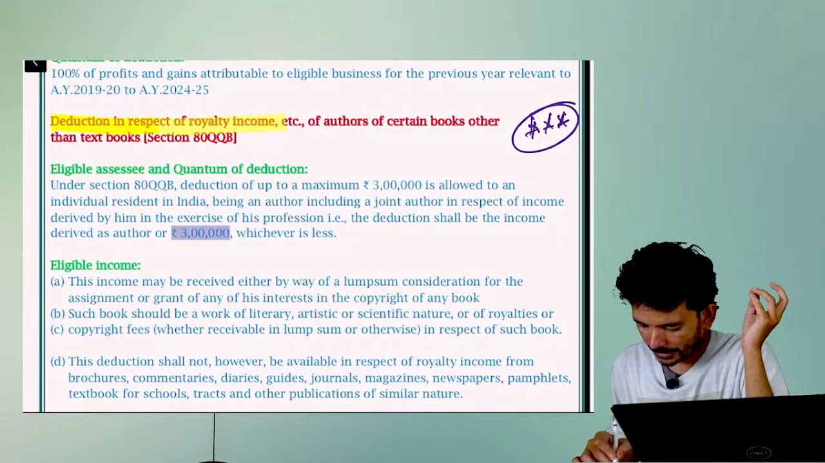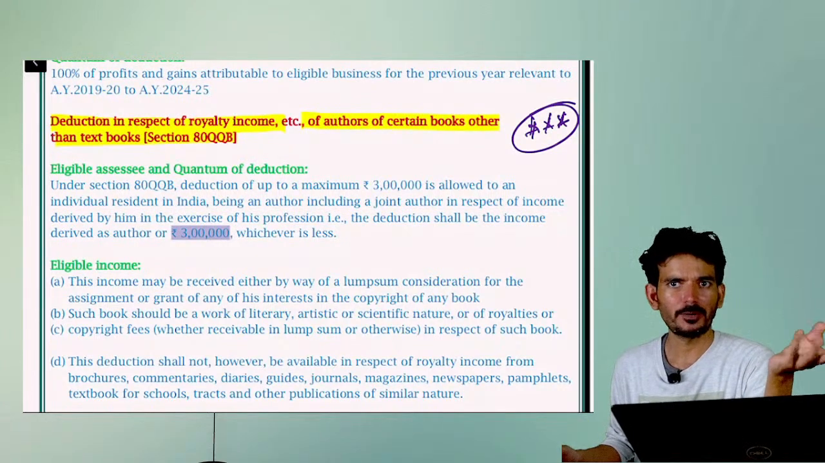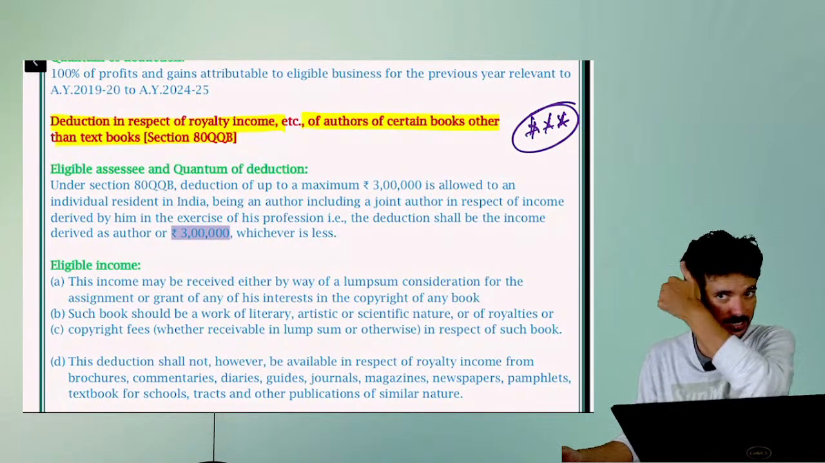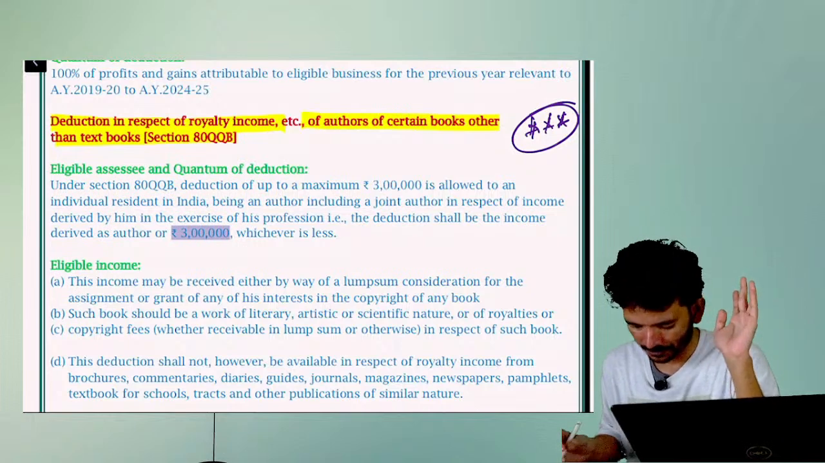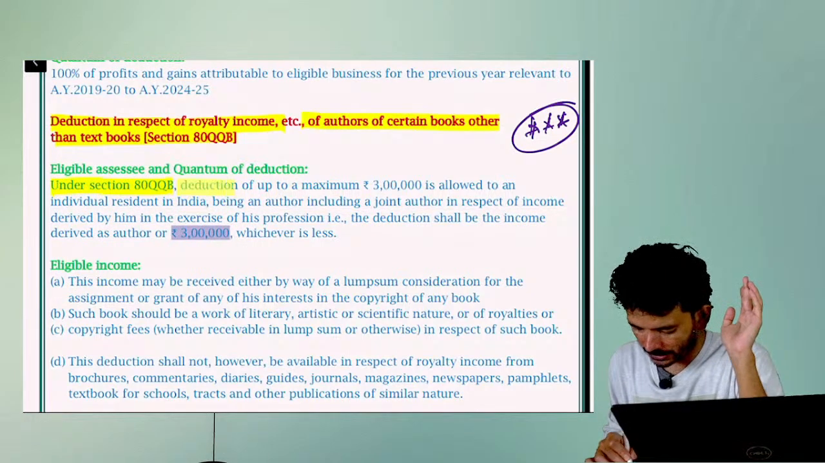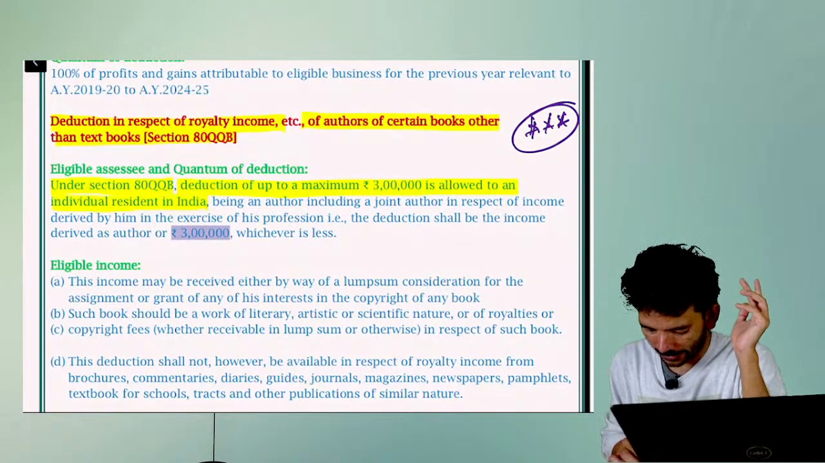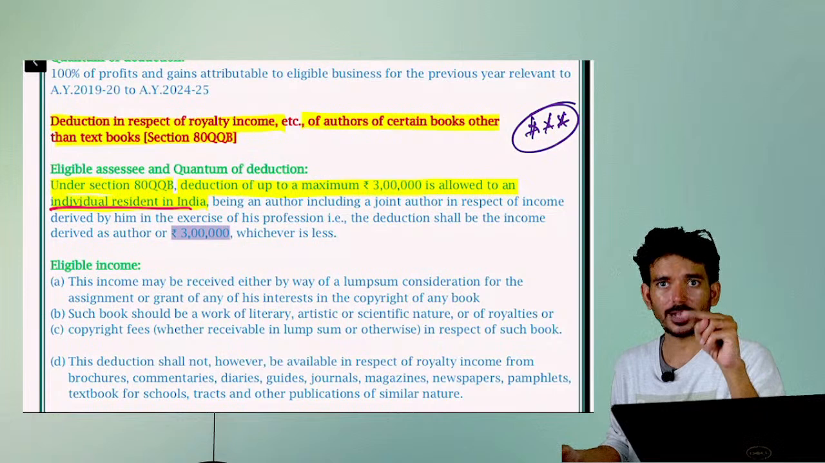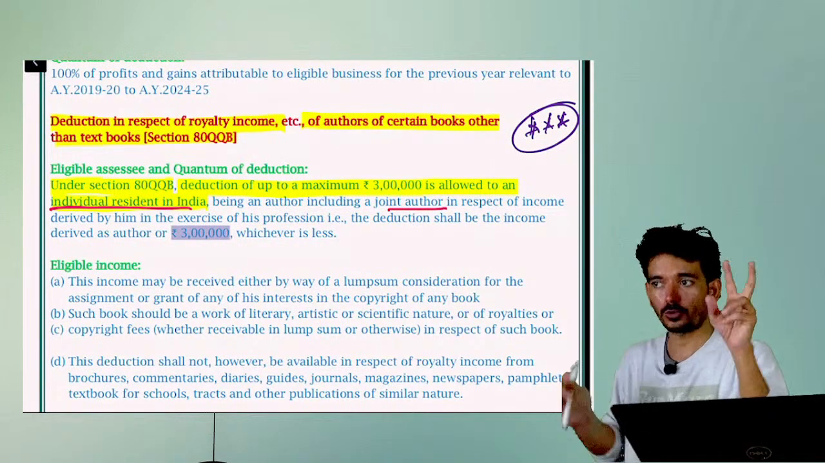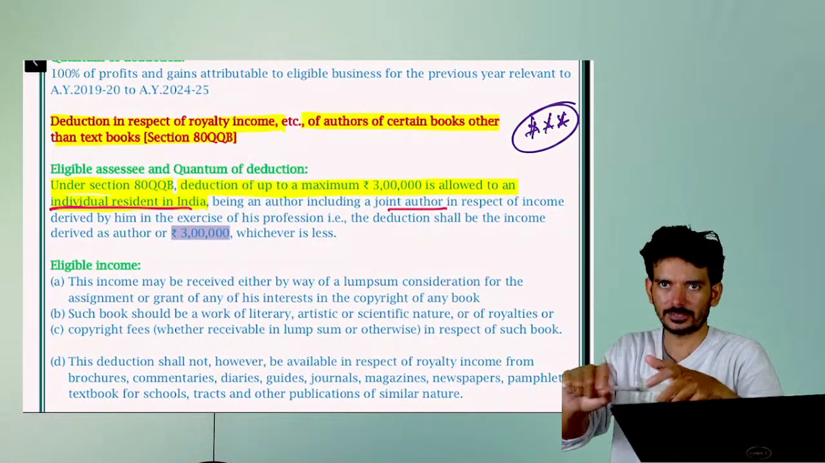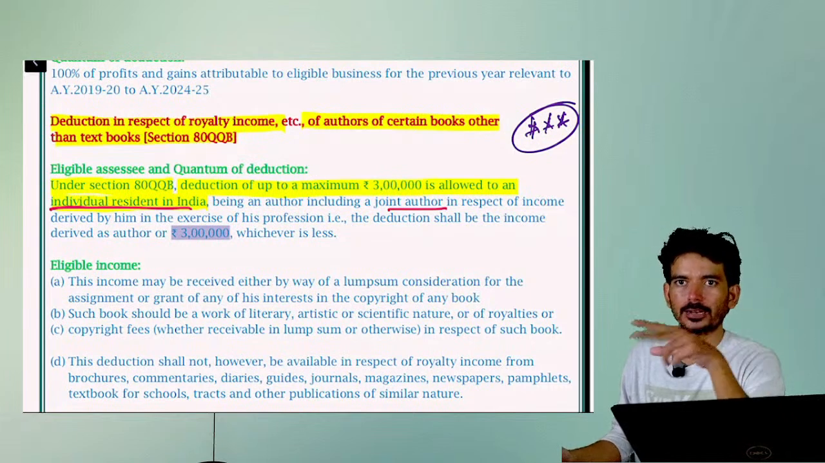Deductions in respect of royalty income of authors of certain books other than textbooks. Now in 10th class or intermediate, we buy textbooks, right? So for those textbooks, for authors it is not applicable. It's for something other than that. Under section 80QQB, a deduction up to 3 lakh rupees is allowed to an individual resident in India. Again, it is only for an individual who also has to be a resident in India, being an author, including a joint author. So a joint author, two people together write one thing, right? Sometimes it so happens. So individually they can claim this benefit.